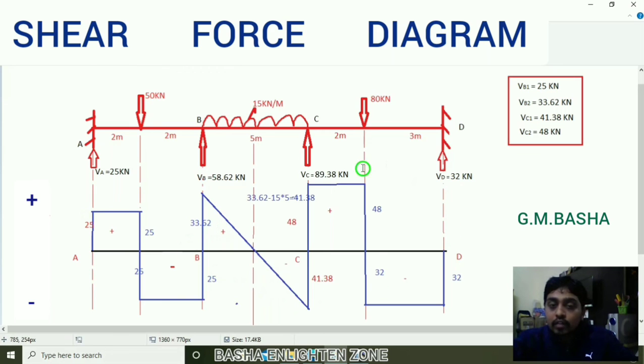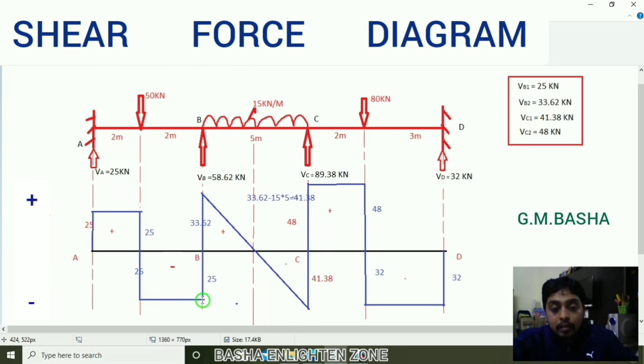So I am giving one more brief explanation for this one. Here at A, 25 kilonewton is acting upwards, so at this position I am taking 25 kilonewton upwards. From A to the 2 meter span there is no load acting, that is the reason I am taking a linear straight line. Again at this position a 50 kilonewton load is acting, that is the reason I am taking 50 kilonewtons downwards. Again for the 2 meter span there will be no load, that is the reason I am taking a constant line here.